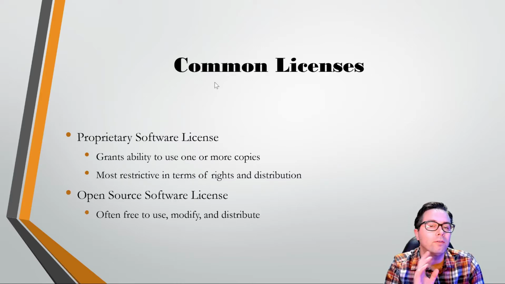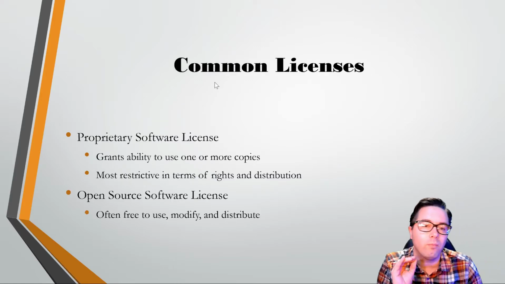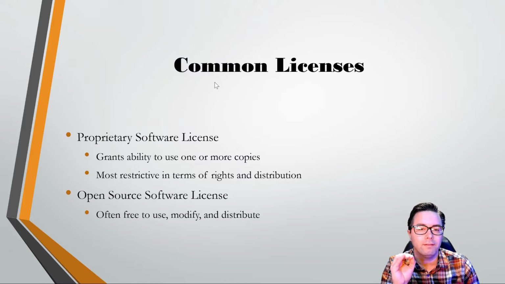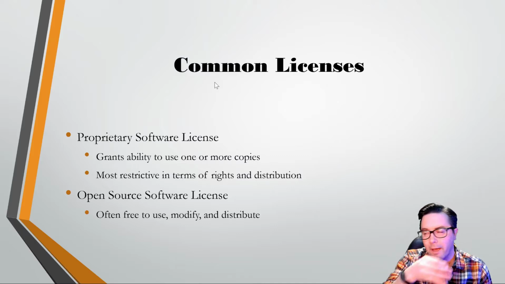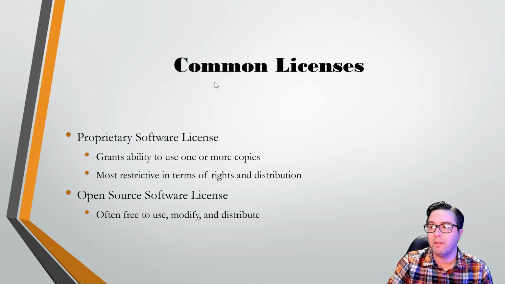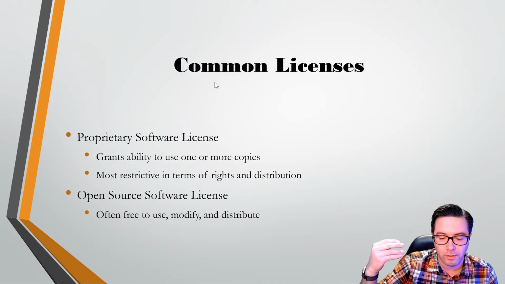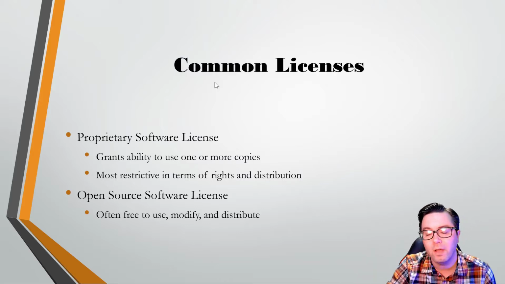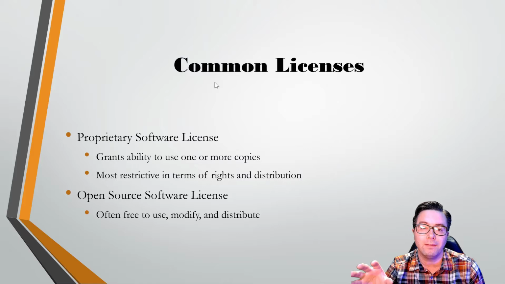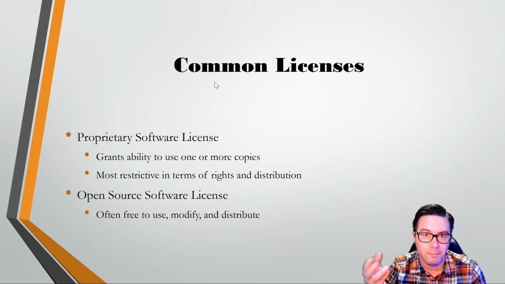Okay, so let's go over some common licensing. First of all, the proprietary software license. This is kind of the easiest. This grants the ability for usually one or more copies. Usually one, but maybe a couple. Say you get some software and you can install it. It will tell you that you can install this on 2 computers, or on 1 computer. That's one of the ways that it can limit your use of it.